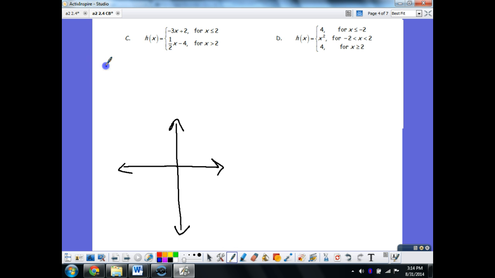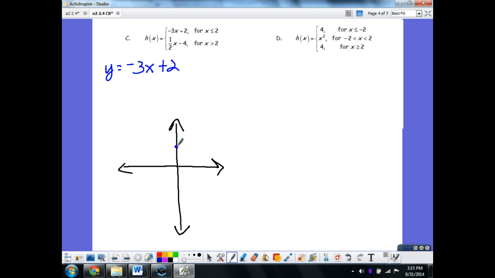We're going to graph that first part, that line y equals negative 3x plus 2. That's the first line we're going to graph. And we're going to graph that for all x less than or equal to 2. So a couple of things we know about this line. Y-intercept is 2. And since x is 0, less than or equal to 2, we know that this line will go through that point 0, 2.